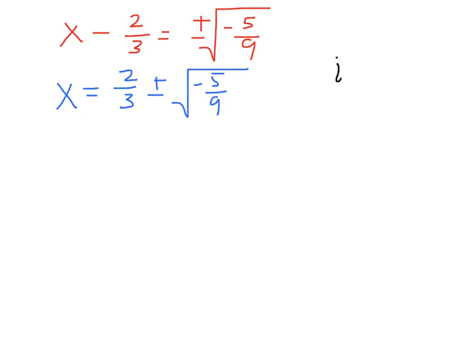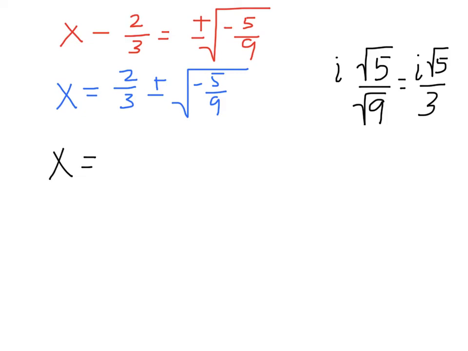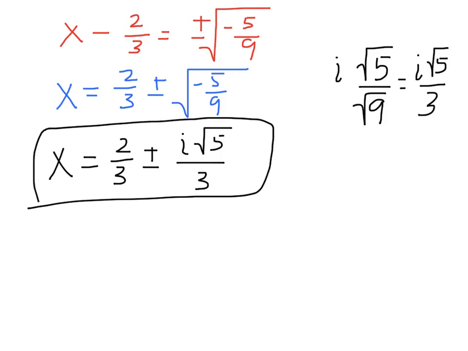So I take out an i for the negative part, and that leaves me with the square root of 5 over the square root of 9, which is equal to i root 5 over 3. And so my answer is going to be x equals 2/3 plus or minus, and I write it as i root 5 over 3. You might also write it as root 5 divided by 3 with the i in the back. And that is our final example for tonight.